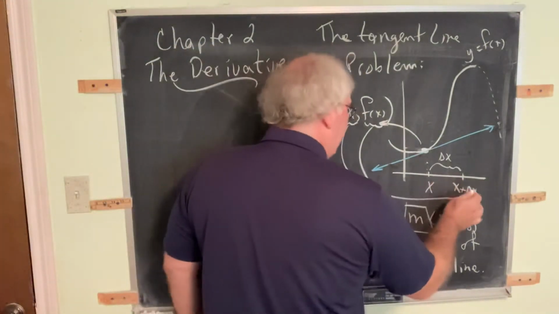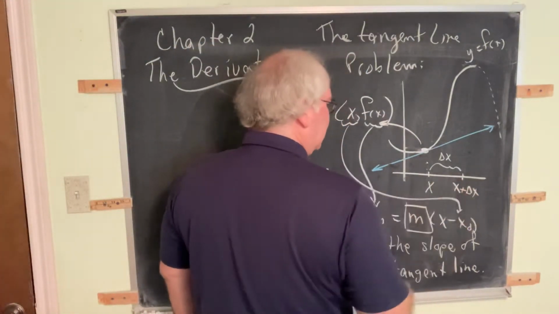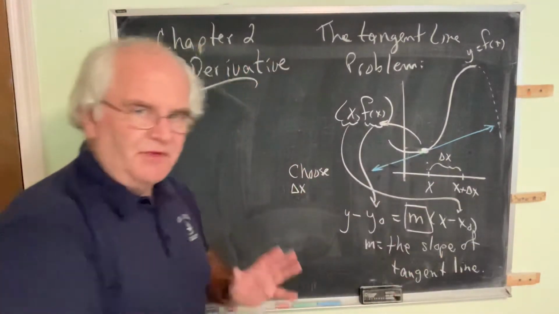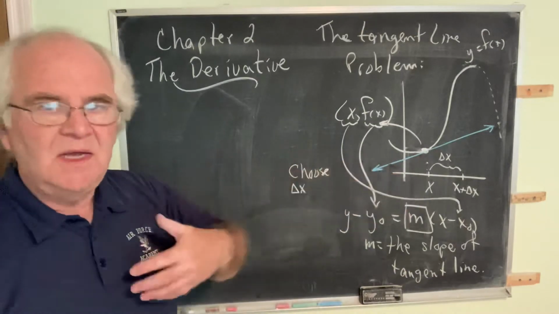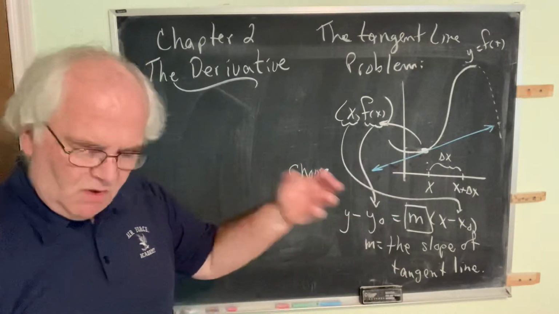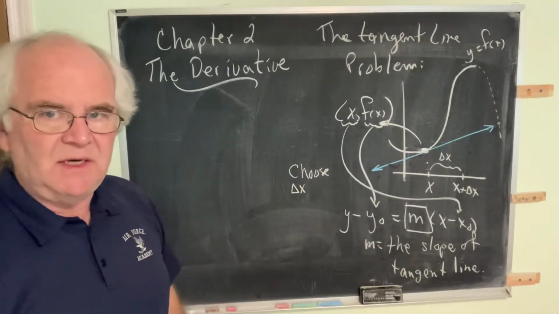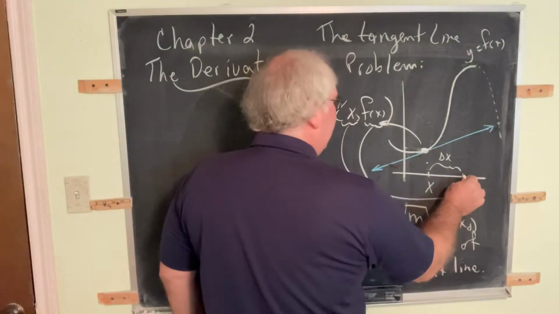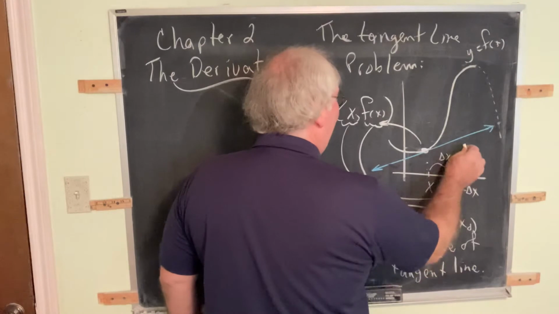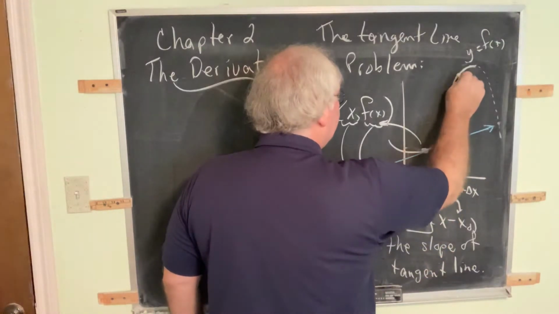And we then label the value x plus delta x. All of this is under the assumption we're still in the domain of the function. So we have all sorts of simplifying assumptions we're making, and we'll get on about those in due time. But we now have another point on the x-axis, and we can now find another point on the curve.